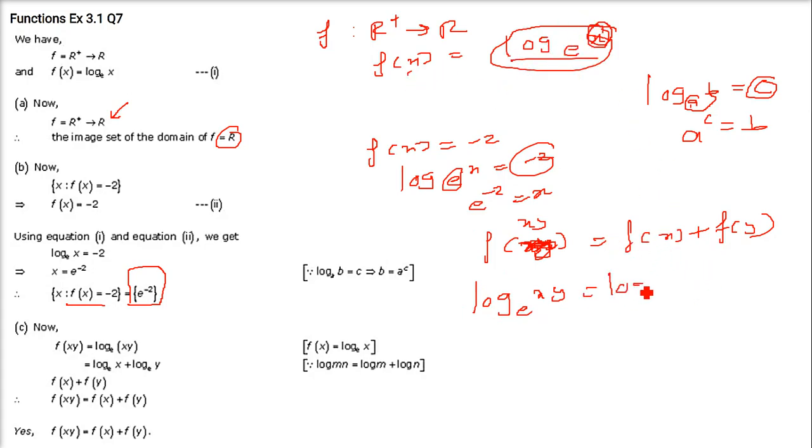That is log base e of x, and what is y? Log base e of y. We know that log of m into n is always log m plus log n. This is the property of log. So log base e of xy is nothing but log x plus log y. So this is also true. They have asked whether it is holding or not, so you say okay, this holds, this is true.